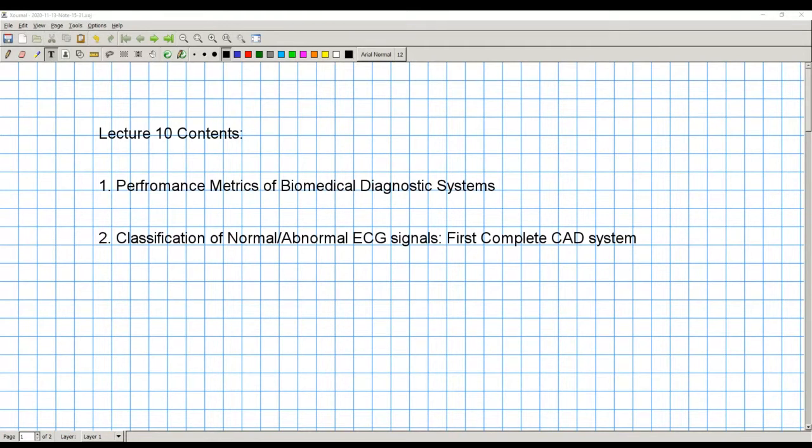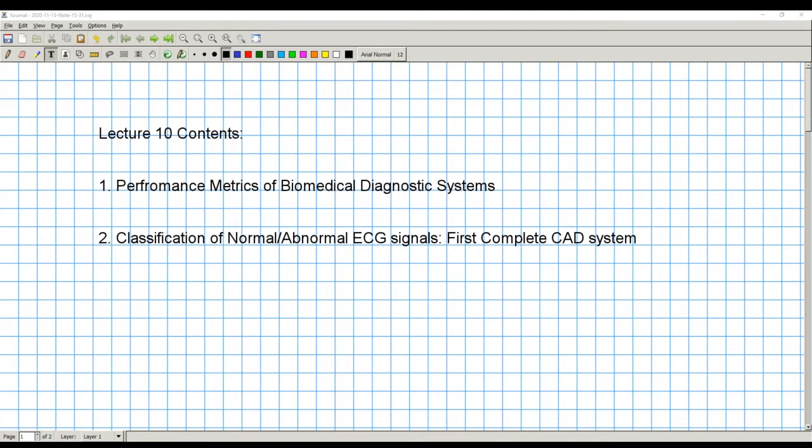Today, inshallah, we are going to talk about the classification. Basically, we're going to complete the CAD system, the first complete CAD system for ECG arrhythmia classification. And before we do that, we have to consider the performance matrix of biomedical diagnostic systems so that we can know the difference between the different models that we're going to use for classification.